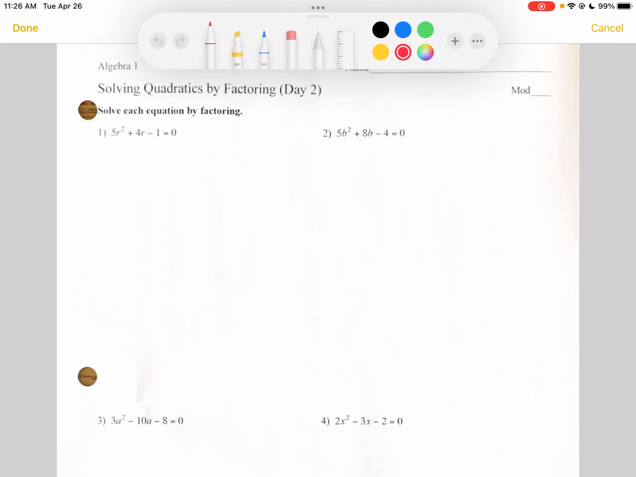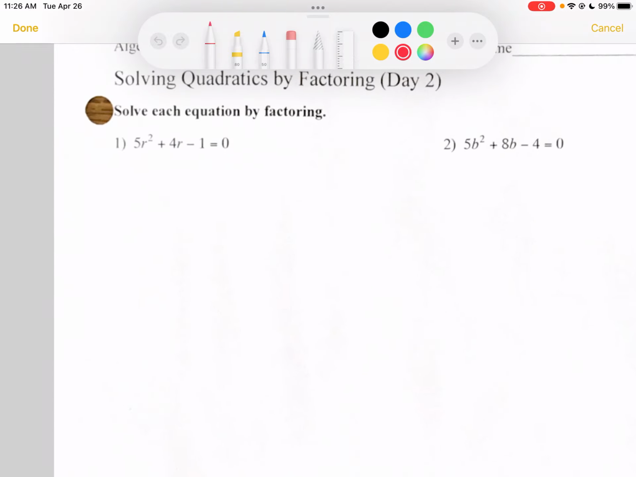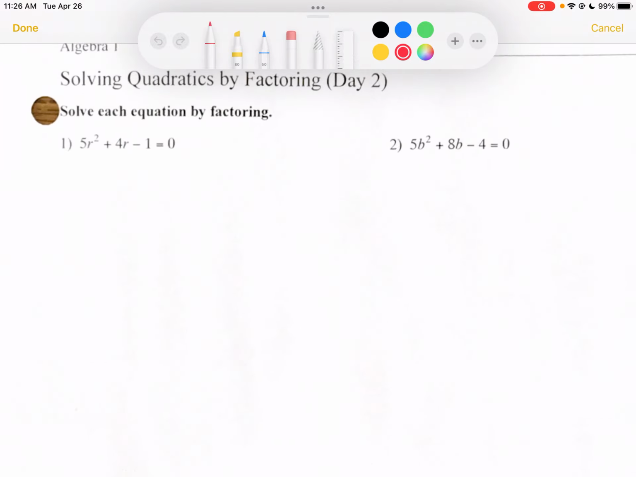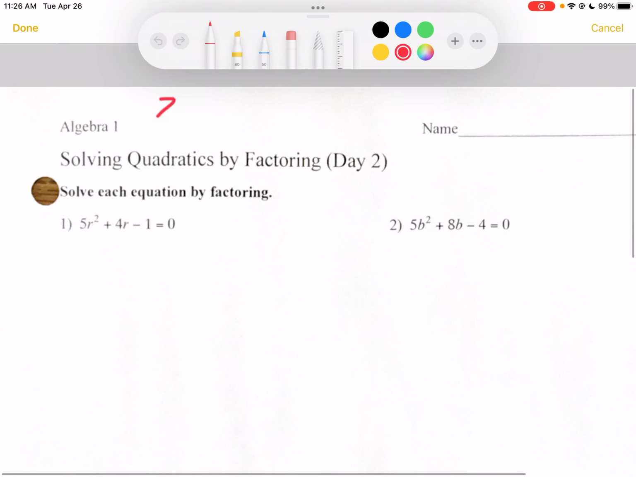All right, kids, we've got day 2 of solving quadratics by factoring today. So many of the same things are going to apply. We're still going to use the zero product property.